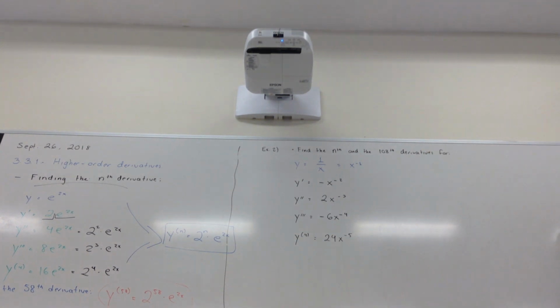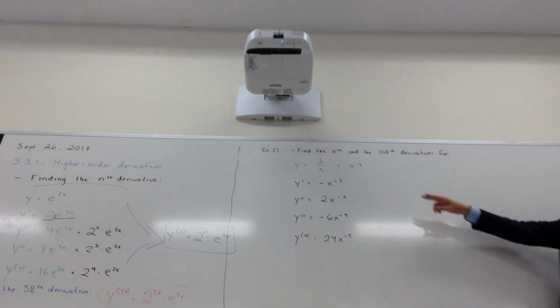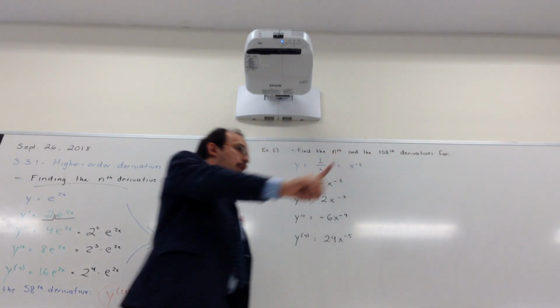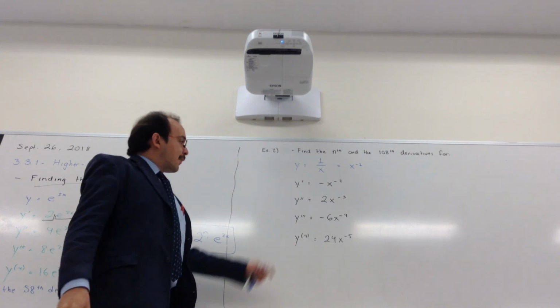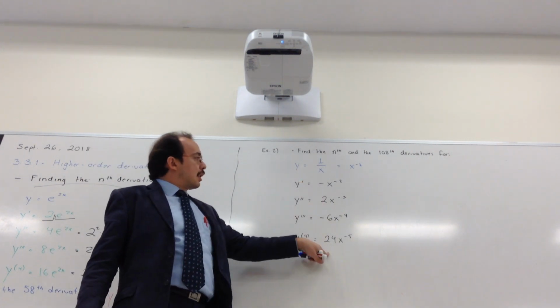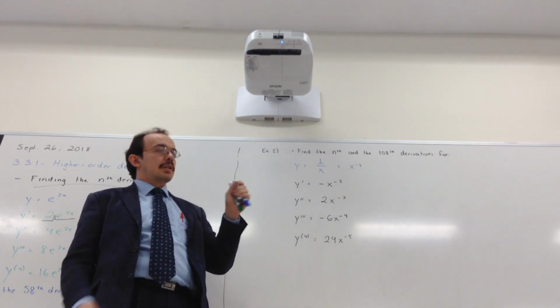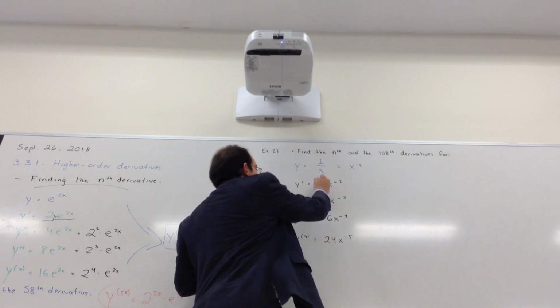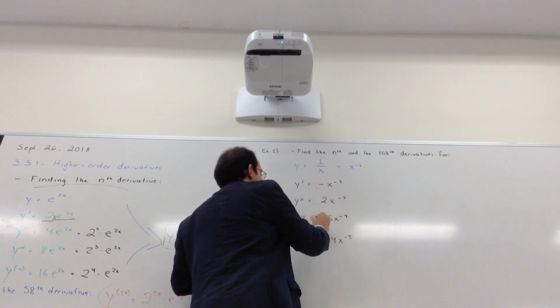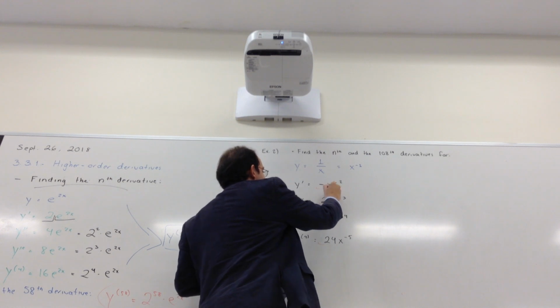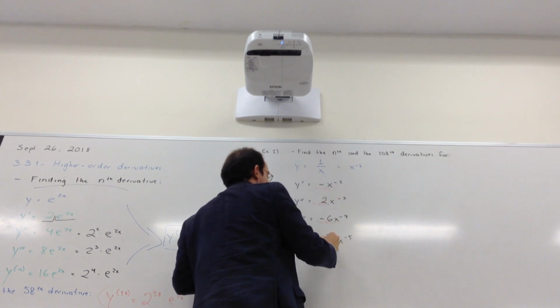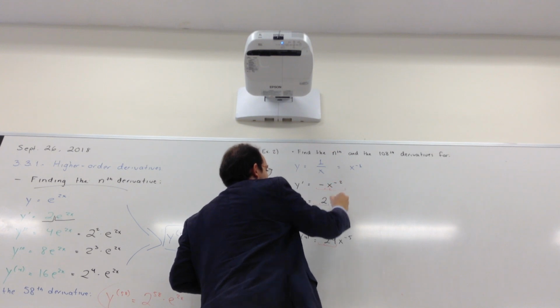Okay. Now, this one is a little tricky. More complicated than the previous one. The previous one is easy to see. This one is not so much. In this case, observe these four derivatives. Which are the things that are changing within them? The sign, the coefficient and the exponent.